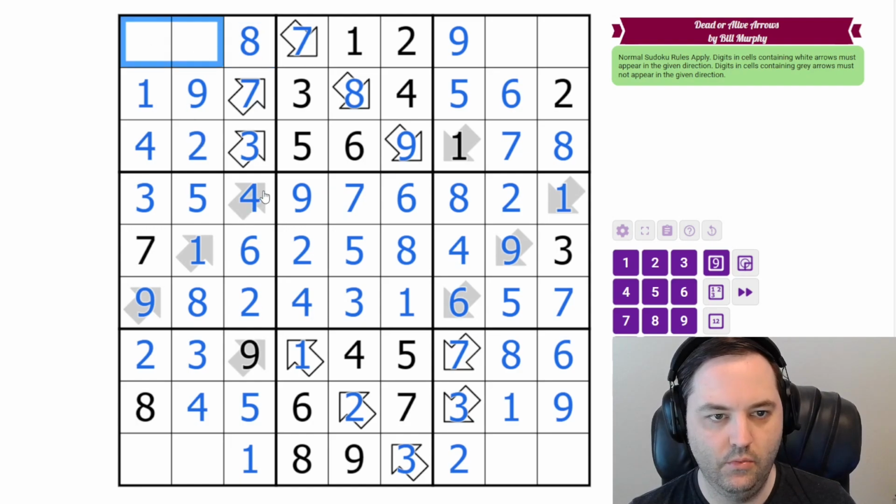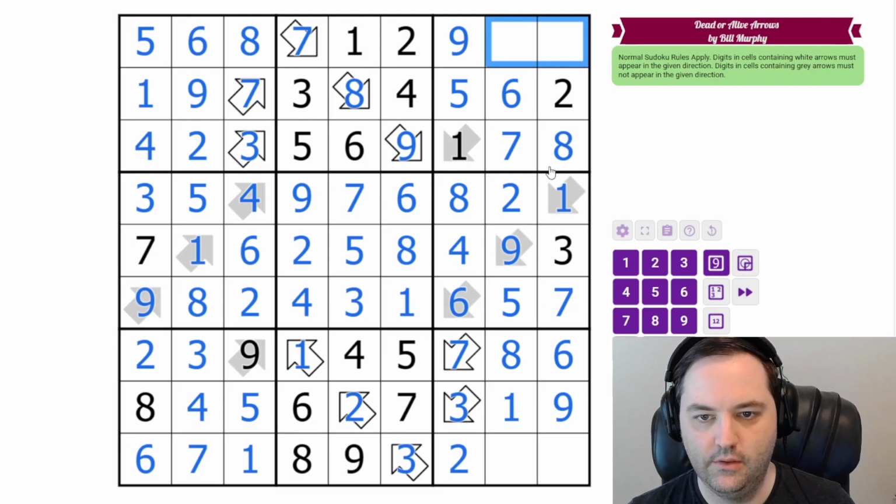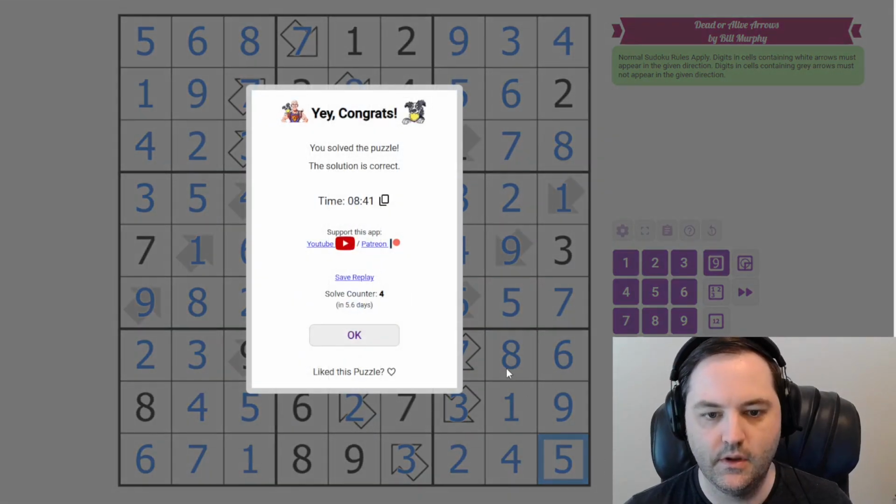And now up here we need 5 and 6. 5 there gives us 6, 5 in that order. This is 6 and 7. And here we need 3 and 4. We have a 3 there. 4, 3, 4, and 5. And that is the solution to Dead or Alive arrows.